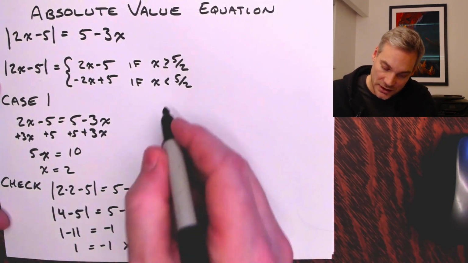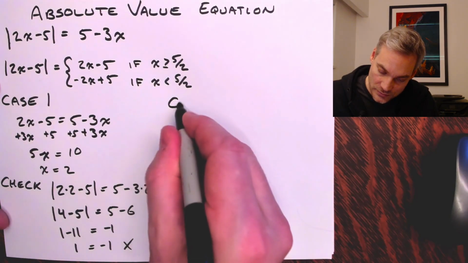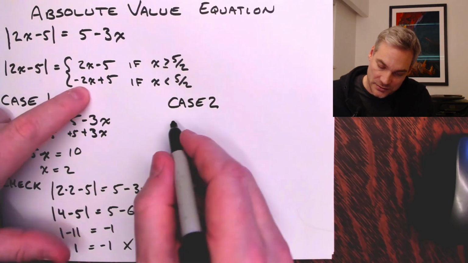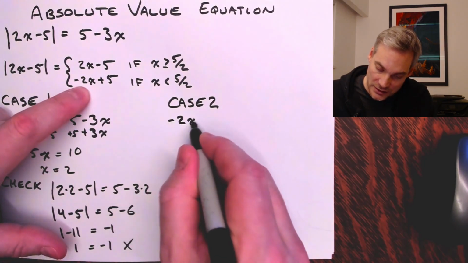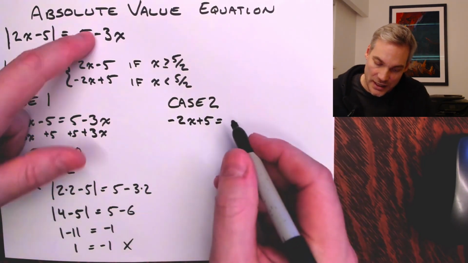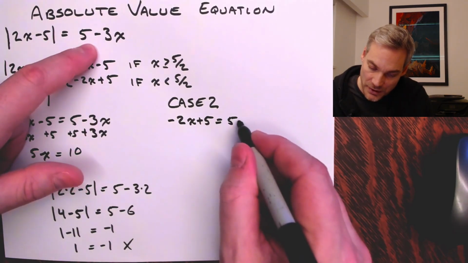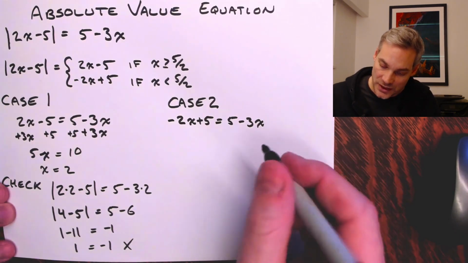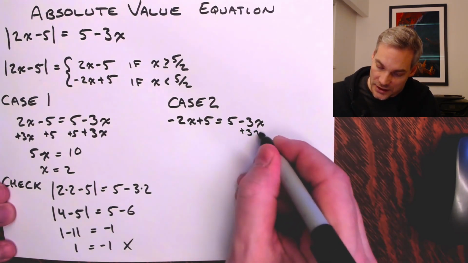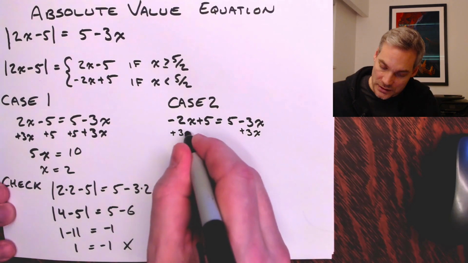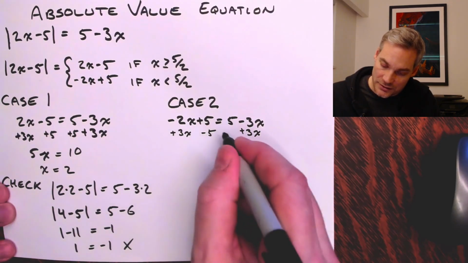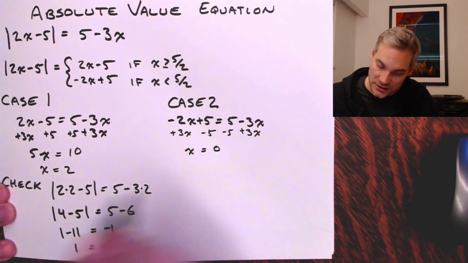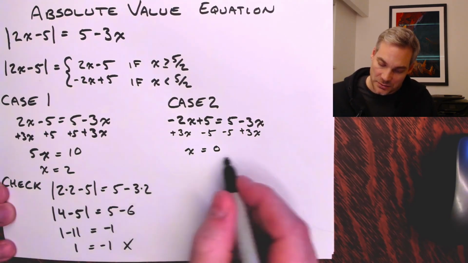So we go to our second case, and that is this one. So I have negative 2x plus 5, and that equals 5 minus 3x. Now I'm going to isolate for x again. So I'm going to add 3x, and then I'm going to subtract 5. And now I get x equals 0. Okay, so this is a possible solution.